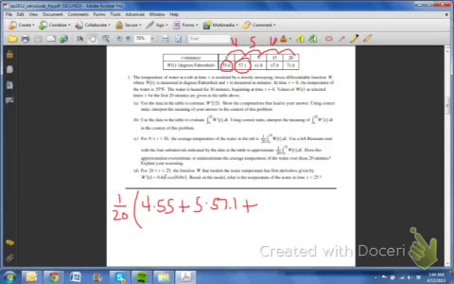My next one will have a width of 6 and a height of 61.8. And then my last one will have a width of 5 and a height of 67.9. So if I type this in my calculator, 1/20th of 4 times 55 plus 5 times 57.1 plus 6 times 61.8 plus 5 times 67.9, I get 60.79. This is degrees Fahrenheit.